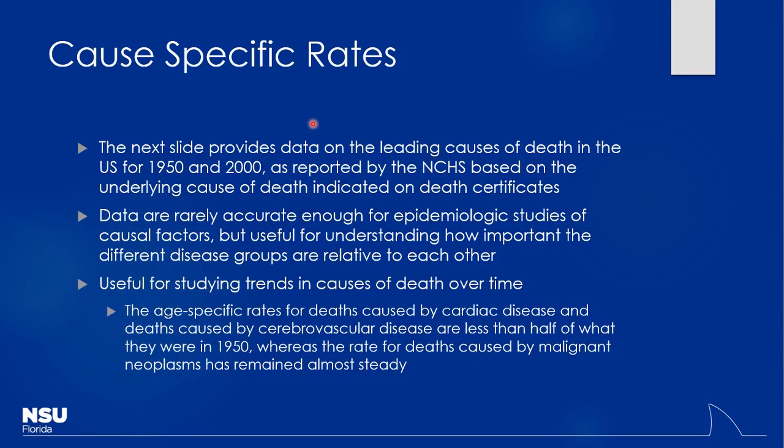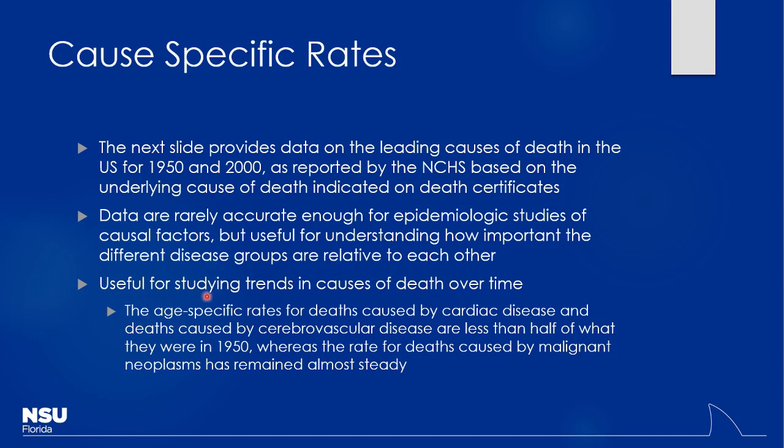Now, next up we're going to be looking at data on the leading causes of death for the U.S. between 1950 and 2000, as it was reported. Basically, we're taking this from information noted on the death certificates, right? So the physician who's signing it out basically said what the death was caused by. And so you're going to find that the data may not be super accurate for epidemiologic studies. It could be helpful for looking at the different relative rates in the groups over time, right? We can look for trends caused by that death over time.